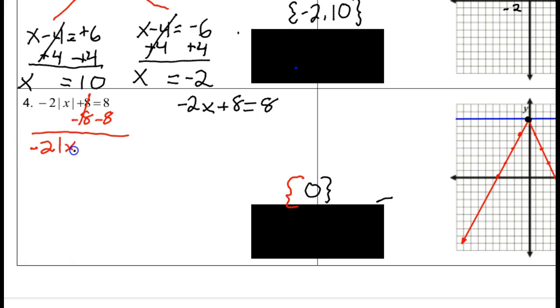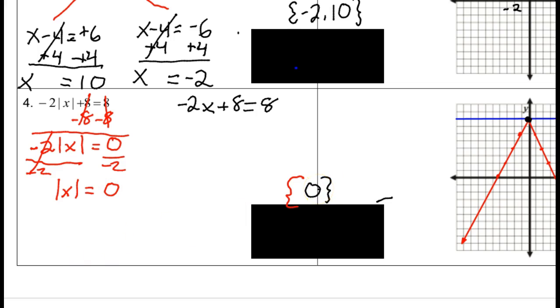A two-step here. 8 minus 8 cancels out as well. 0. And since you already know what the answer is, you can kind of see. How do you know when you get an answer of 0? Yeah, it looks a little different than the other ones. You divide by negative 2, right? And 0 divided by negative 2 is still 0.